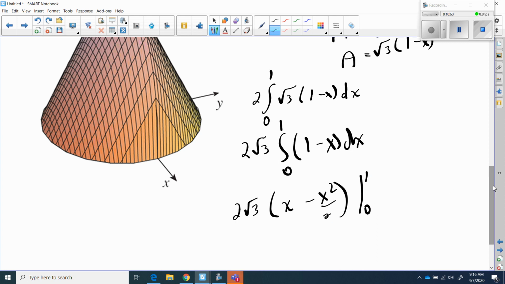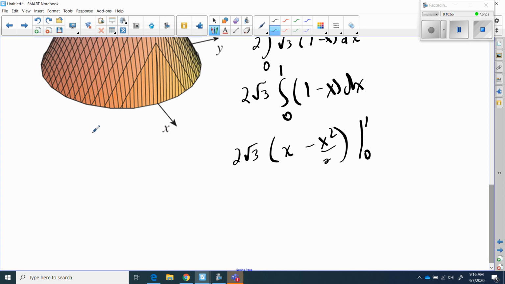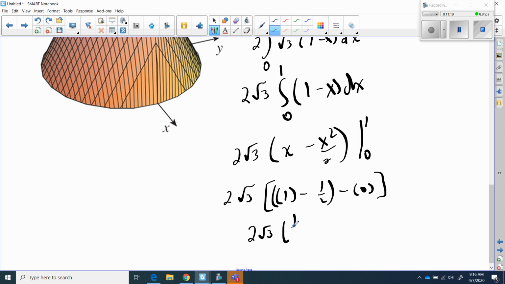All right, so now we're going to substitute our values for x. So I've got 2 radical 3, bracket. So substitute 1 minus 1 over 2. There's your upper bound. When I put 0 in here, that's going to make that an easy substitution. So that's 0. 1 minus a half is a half. So I've got 2 root 3 times 1 half. Cross that out. And this is equal to root 3.